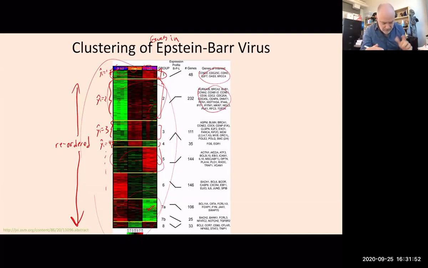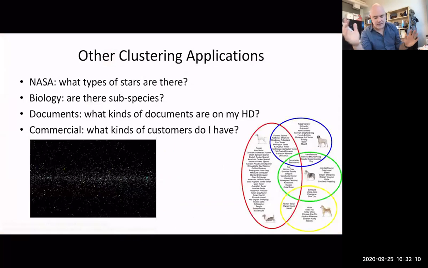And I might have gotten the sign wrong. I think I got the sign wrong. Doesn't really matter. But the point is, you want to see that these genes basically have similar functional roles, and you can get this by clustering the genes based on their expression over the lifetime of the cell, something like that. Okay, cool. Lots and lots of clustering applications.